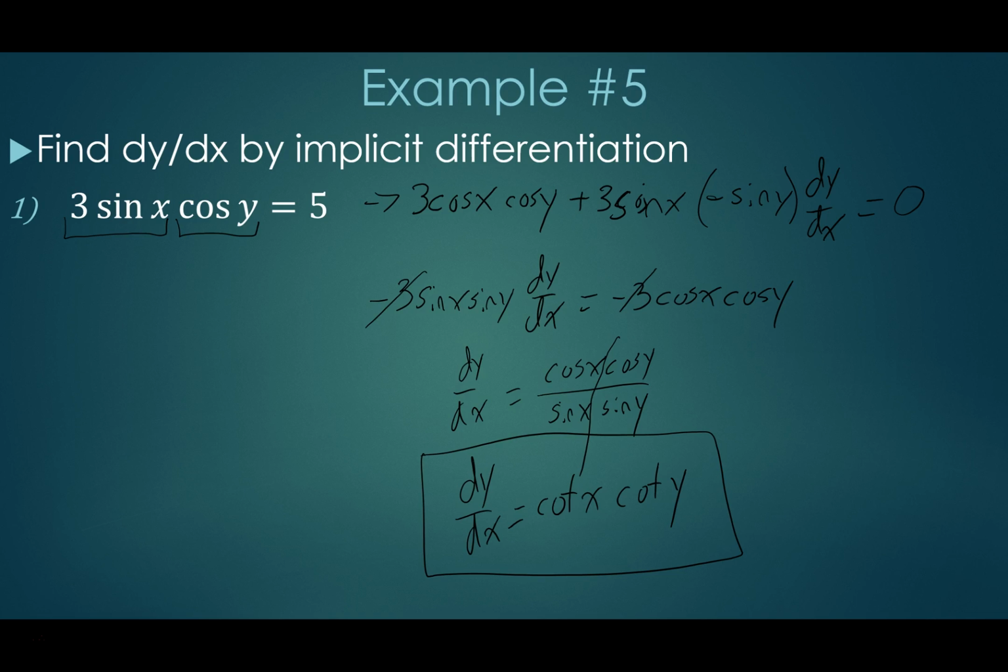Again, all we did was apply our product rule to get our 3 cosine of x, cosine of y, then 3 sine of x times negative sine of y, and then our dy/dx because we took a derivative of a function with a y. And then from there, it's the same process. Move everything that's not dy/dx to the right-hand side, and then divide out whatever's with the dy/dx.